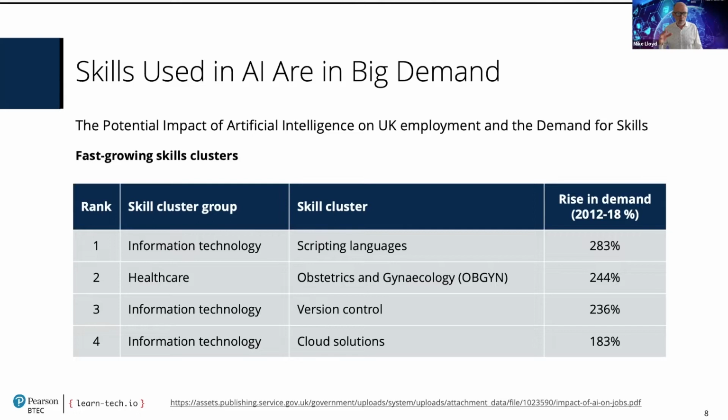So AI is having a massive impact in the healthcare sector, other sectors as well, but healthcare in particular is having a huge, positive impact from AI. And then, of course, you've got the other, more traditional IT areas, like version control and cloud solutions and so on. So these are the fastest growing skills clusters, and they're being driven by AI.